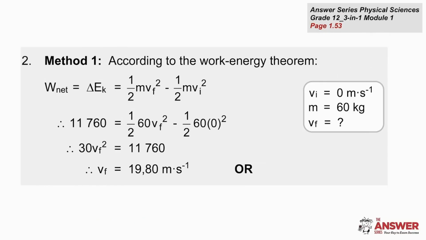To find the speed of the skier at Q, use the work-energy theorem. Start with the essential statement and then expand. Net work equals the work done by the gravitational force. You know why? It is the only force present. Substitute in the other values and solve to find the final velocity.